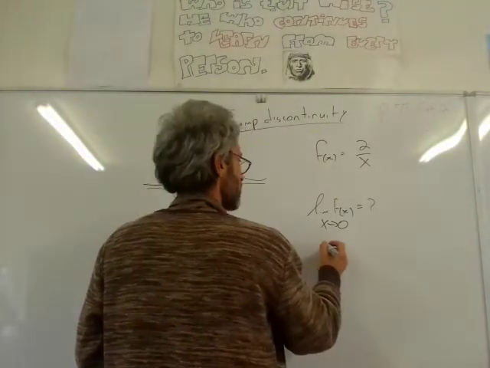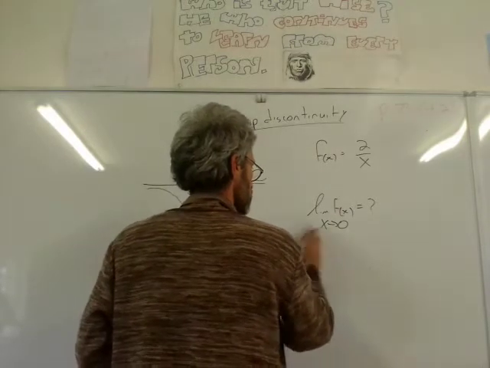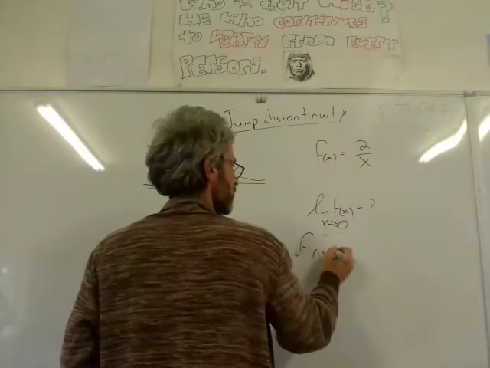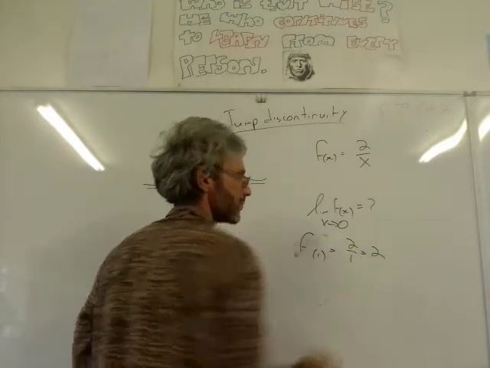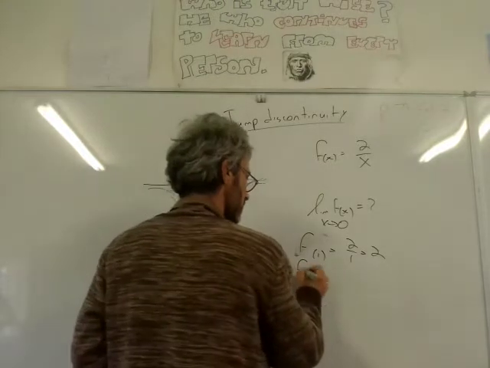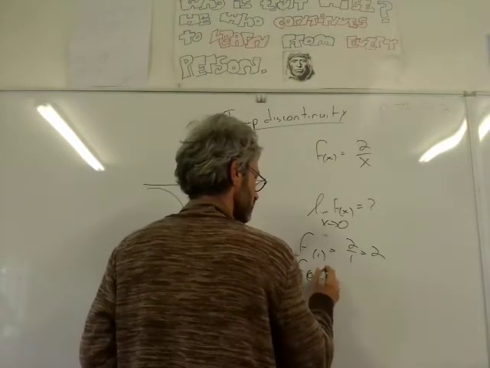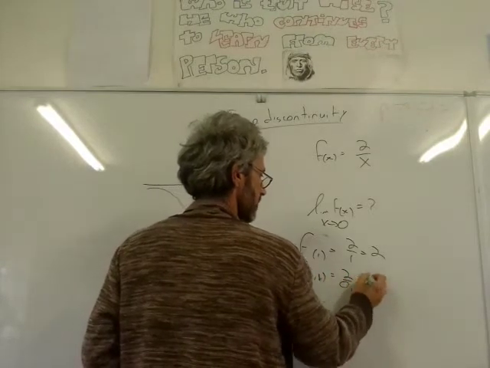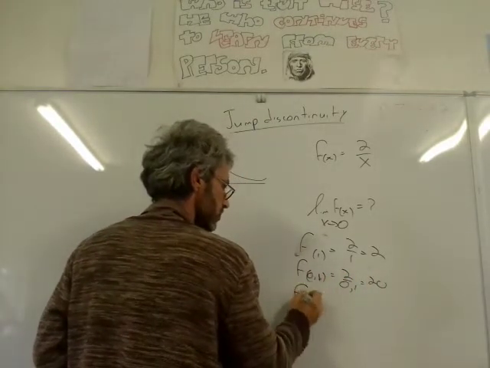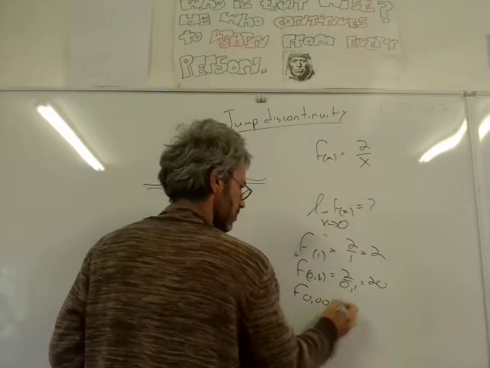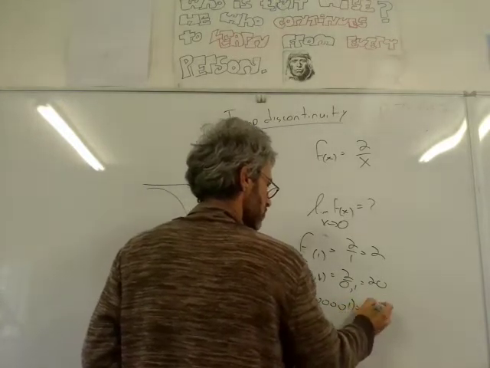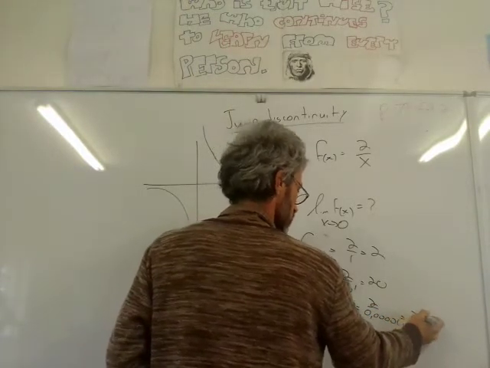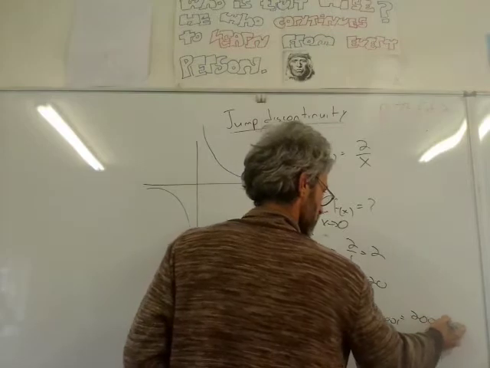Let's say I'm coming from the right. Let's put in f of 1. f of 1 is 2 divided by 1, which is 2. Now let's do f of 0.5, or even 0.1. 2 divided by 0.1 is 20. Now let's go to 0.00001. I'll get 2 divided by 0.00001, which is 2 with four or five zeros, I'm not sure.